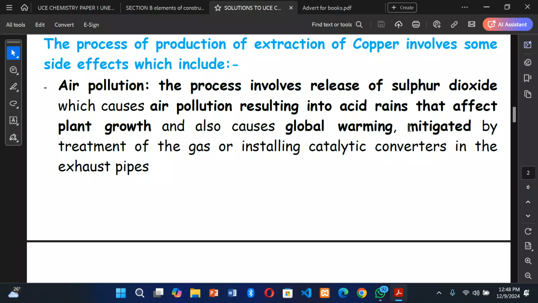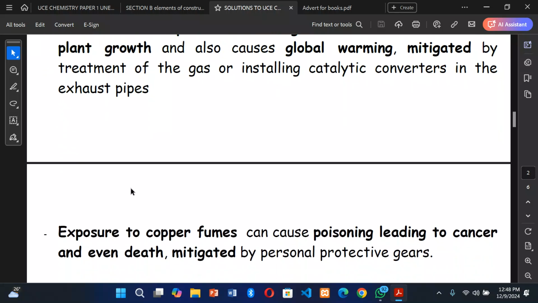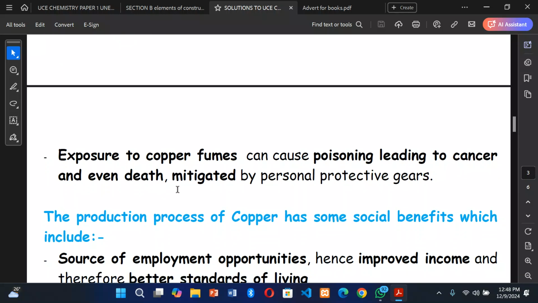Now, after identifying the effect, identifying the impact and how it affects, then we can mitigate. So here you're saying it can be mitigated by treatment of the gas or installing catalytic converters in the exhaust pipes. So that is a very good point which we can include.